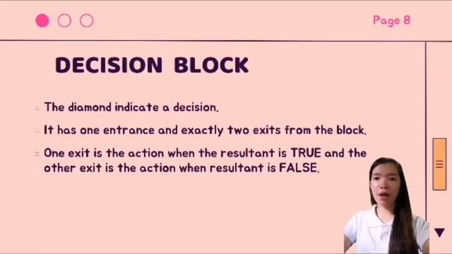Next, decision block. The diamond indicates a decision. It has one entrance and exactly two exits from the block. One exit is the action when the resultant is true and the other exit is the action when the resultant is false.